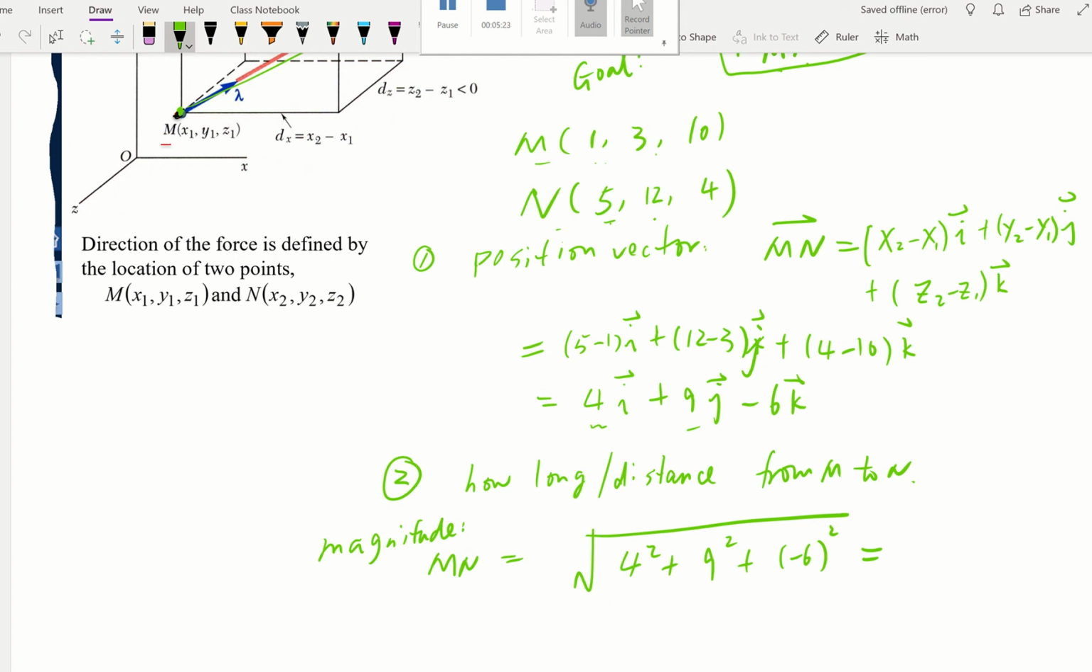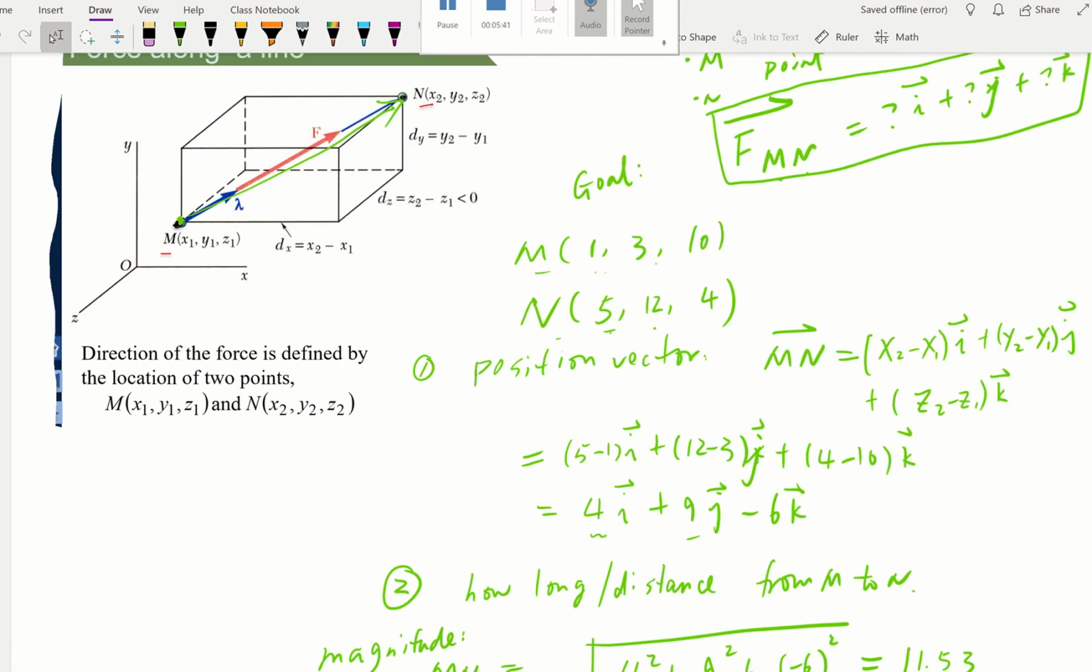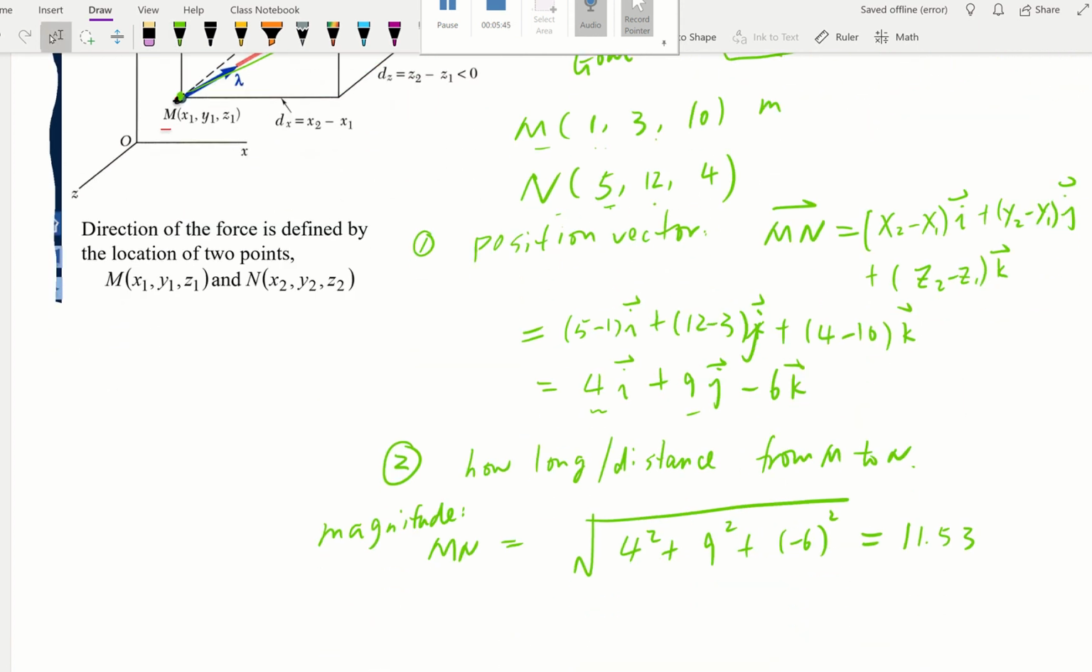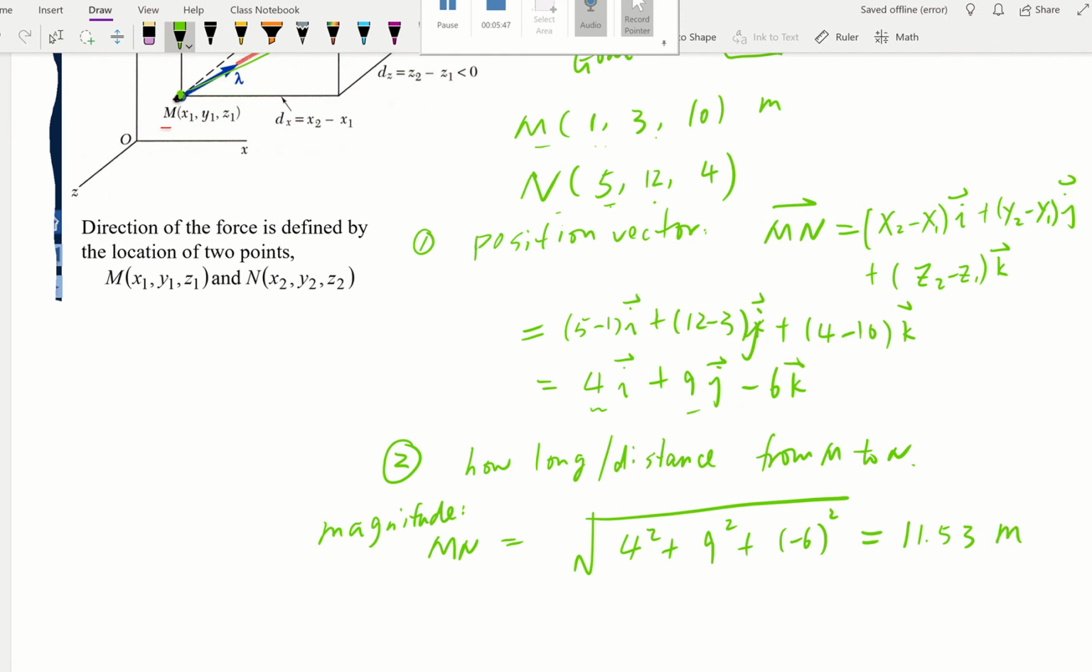So quickly put it in the calculator. Let's see what we got. I have the answer as 11.53. And this should have a unit. So here I'm going to go back and consider this is all in meters, okay? So that is going to be 11.53 meters from M to N.